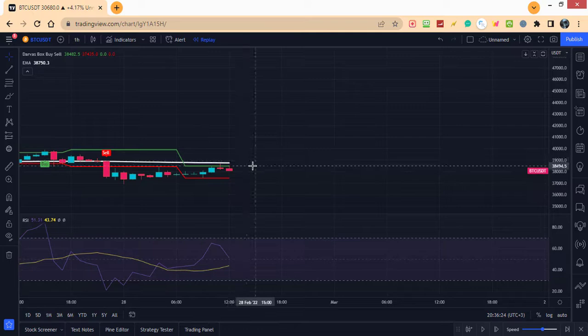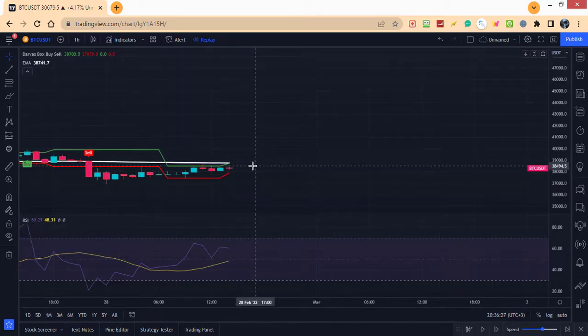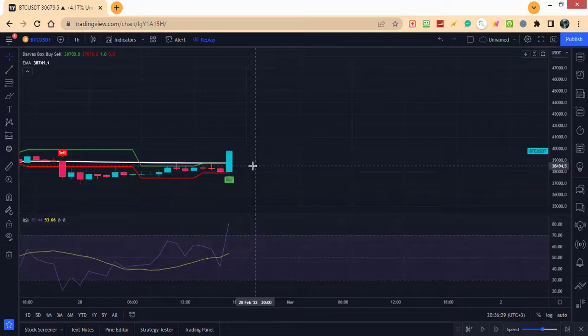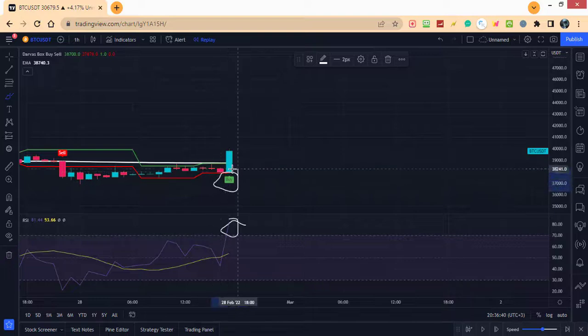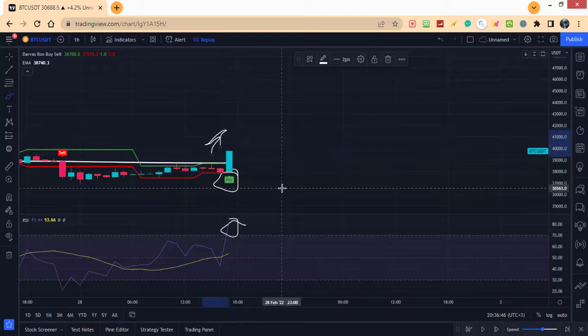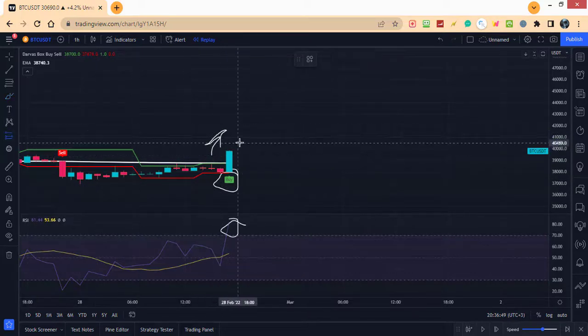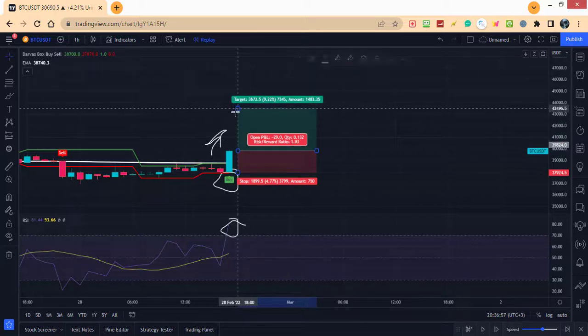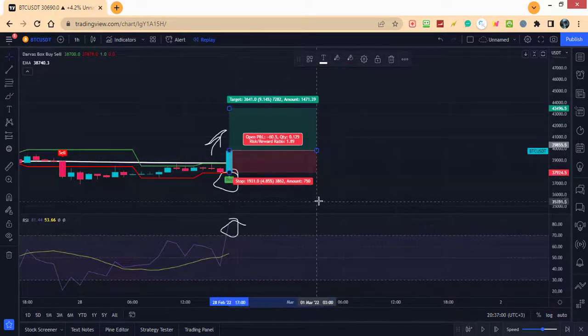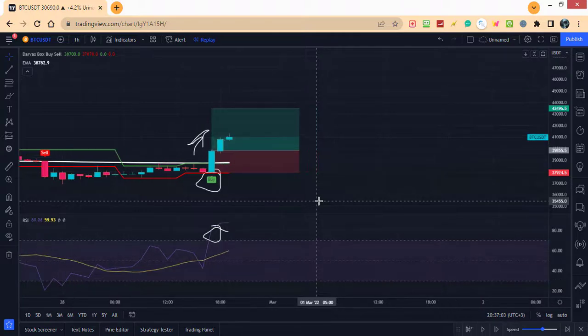So traders, let's start our strategy. First of all, buying rules. For buying, let's see our rules. First of all, our candles should be above the 200 moving average, and RSI should be above the upper line or upper boundary, and there should be a buy from Darwis. And you can see the 200 moving average, the candle is above that, and you can use stop loss close to or below the red line of Darwis box, and we can use 1.5 risk to reward ratio.